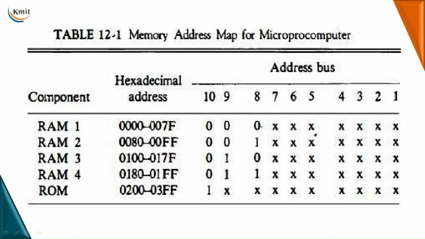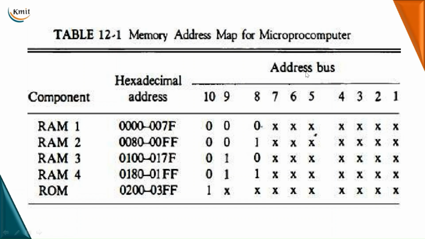The first column is your component column. The second column specifies the hexadecimal address assigned for each and every chip. And the third column specifies the address bus. Okay. So the component column specifies whether it is a RAM or a ROM. The next is the hexadecimal address. The hexadecimal address column specifies the range of addresses that is assigned to that particular chip. So if you consider RAM 1, the address space is between 0000 to 007F. So this is the range of addresses that is allocated to that particular RAM 1. So that specifies the hexadecimal address column.